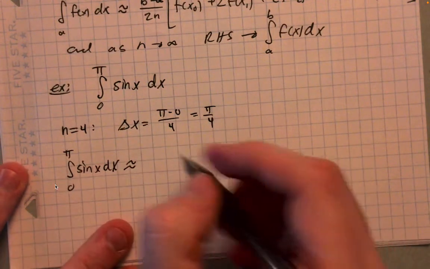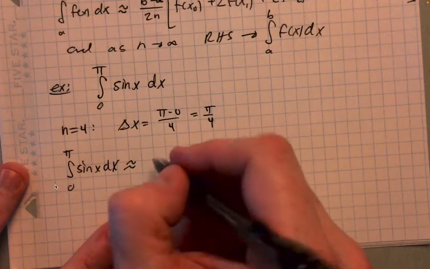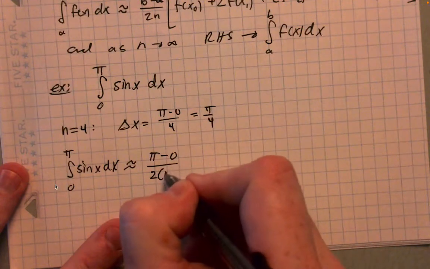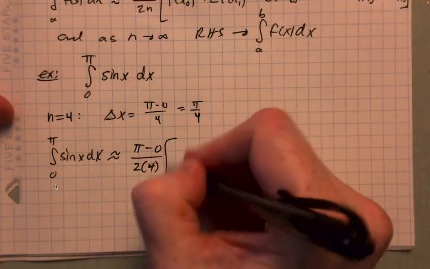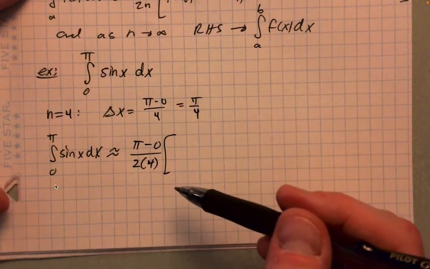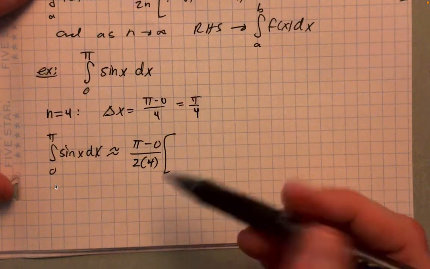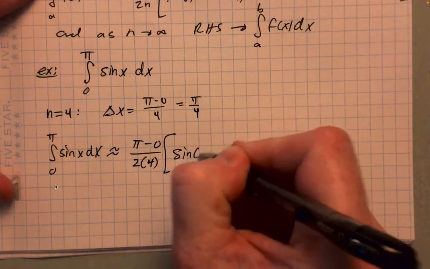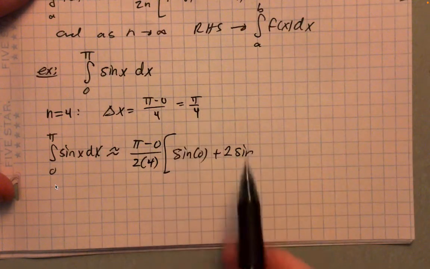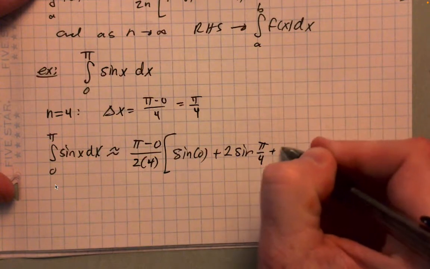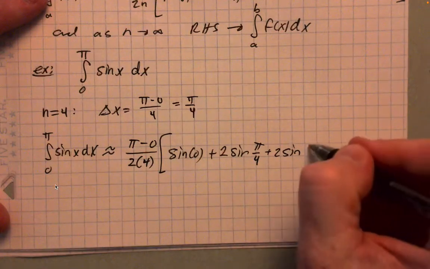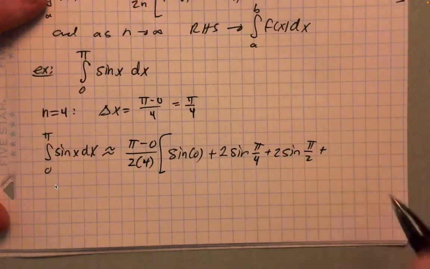Okay, so then the integral from 0 up to pi of sine of x dx is approximately, so it'd be b minus a. We'll just write it all in here. Pi minus a, which is 0, divided by twice n, which is 2 times 4. And then it's basically the function evaluated at each of the endpoints, right? So we start at sine of 0, plus 2 times sine of pi over 4, plus 2 times sine of another pi over 4, so that'd be 2 pi over 4, otherwise known as pi over 2, plus, and then this will be the last one.